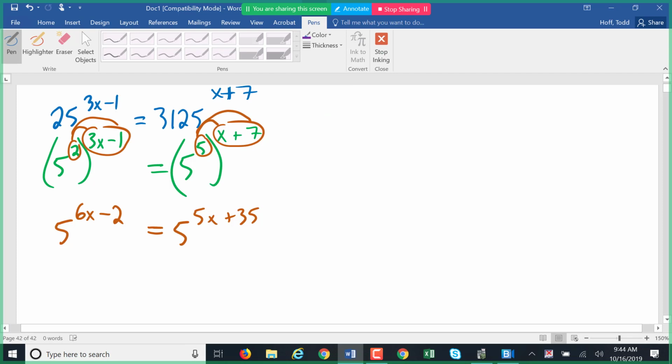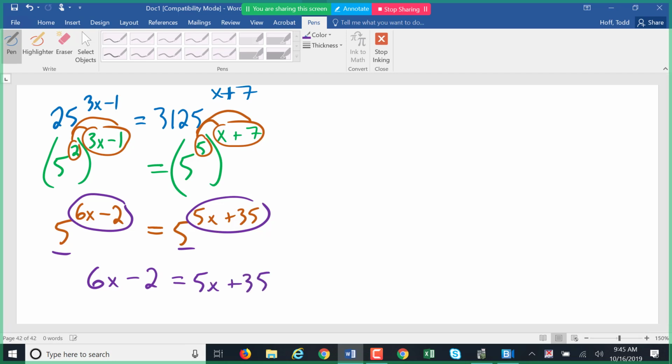Okay, so now that we have the same base on our exponent, we know that the powers have to be equal. 6x minus 2 has to equal 5x plus 35.